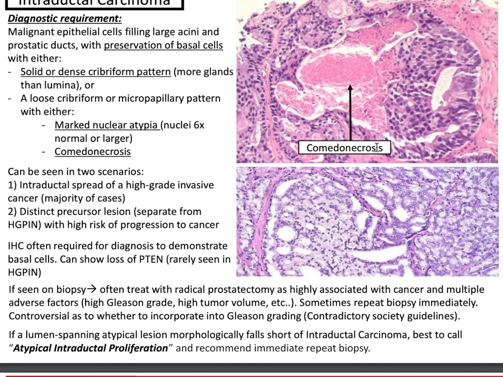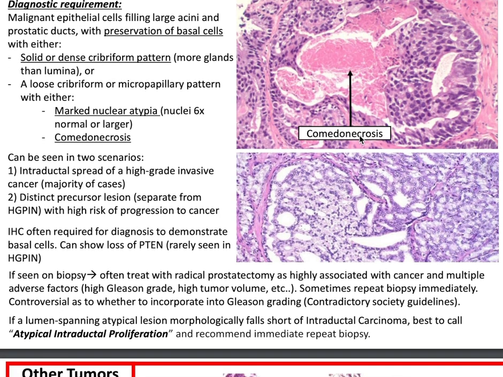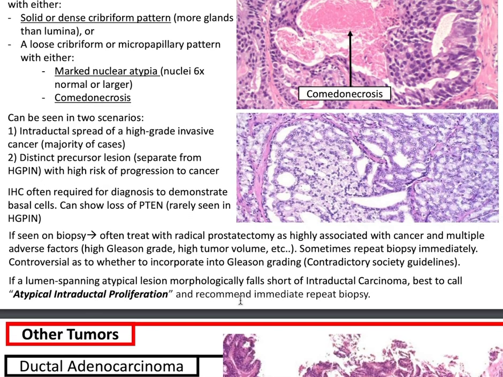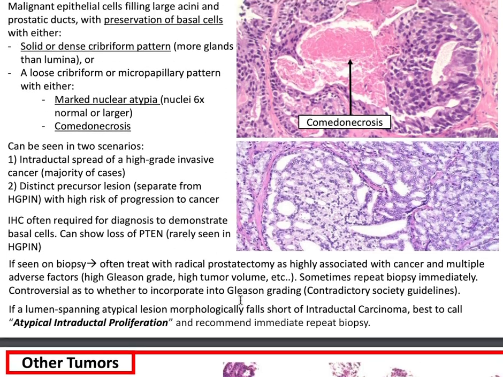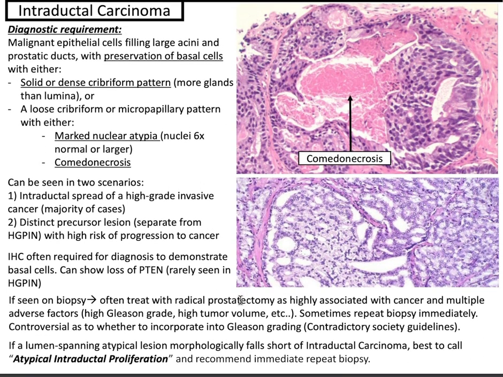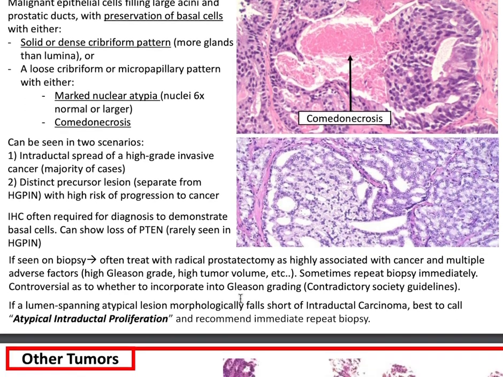And you often need IHC to diagnose this to see the basal cells surrounding it, and it can show loss of PTEN, which is rarely seen in high-grade PIN. And if you see this on biopsy, it's often treated with radical prostatectomy, as it's highly associated with cancer and multiple adverse factors, including high Gleason grade, high tumor volume, and sometimes repeat biopsy immediately. And as of now, it's controversial as to whether to incorporate into Gleason grading. If a lumen-spanning atypical lesion morphologically falls short of intraductal carcinoma, where you're not sure whether it's definitive intraductal carcinoma, you can call it atypical intraductal proliferation and recommend immediate repeat biopsy.